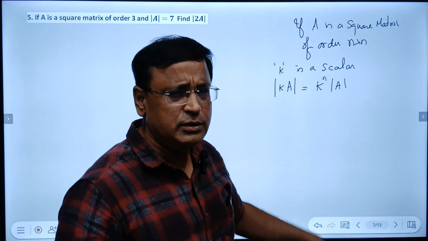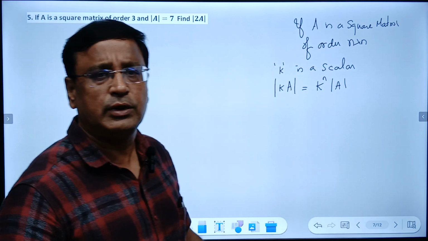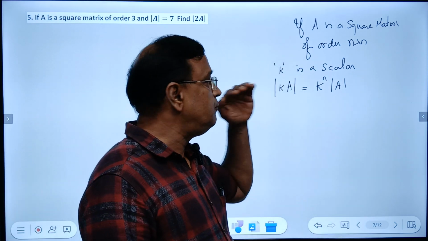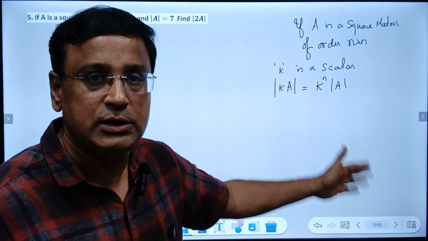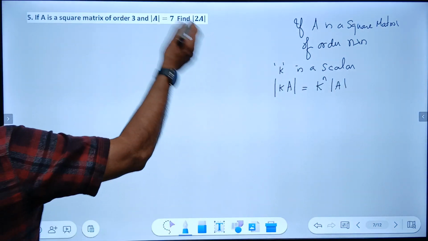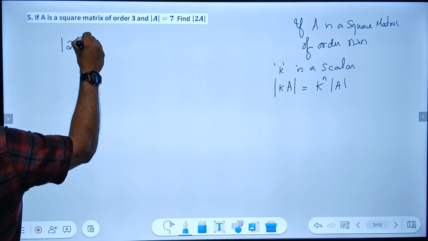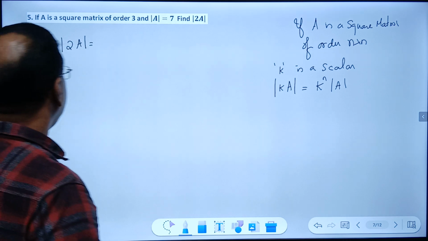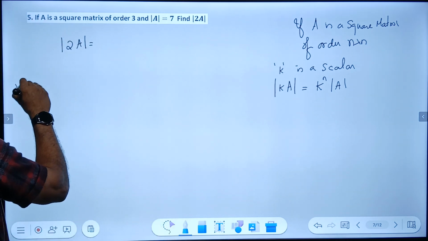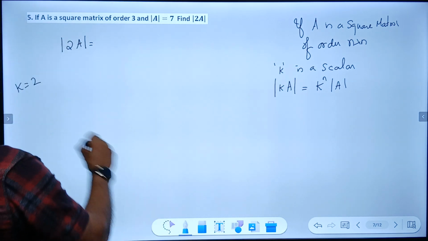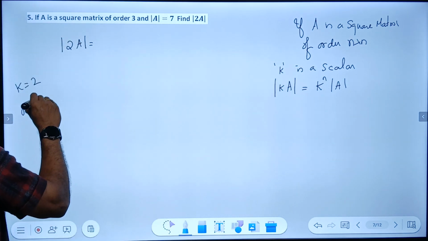If you do derivation, it's very clear. It's there in the book also, if you can refer any book. But derivation not important. We will not waste our time. But if you do derivation, you will understand why the formula is like this. Now, let us go to this problem. 2 times A. Now, what is my scalar here? Here my scalar K is 2. And what is my order? Order is 3.